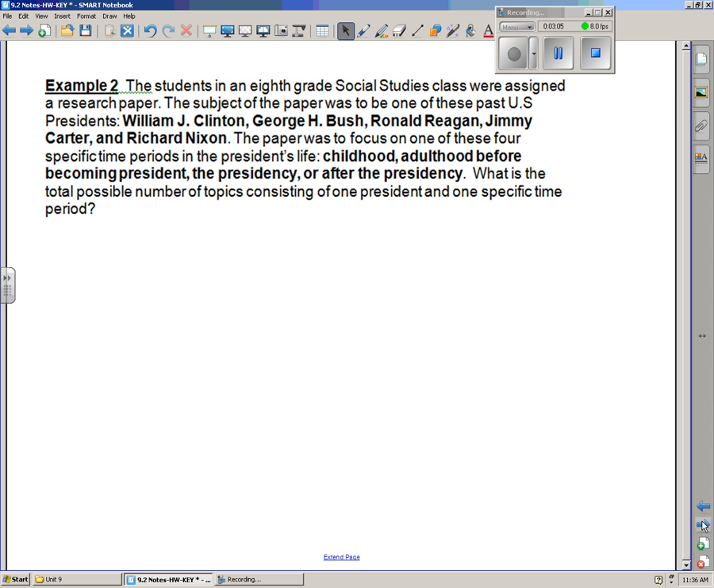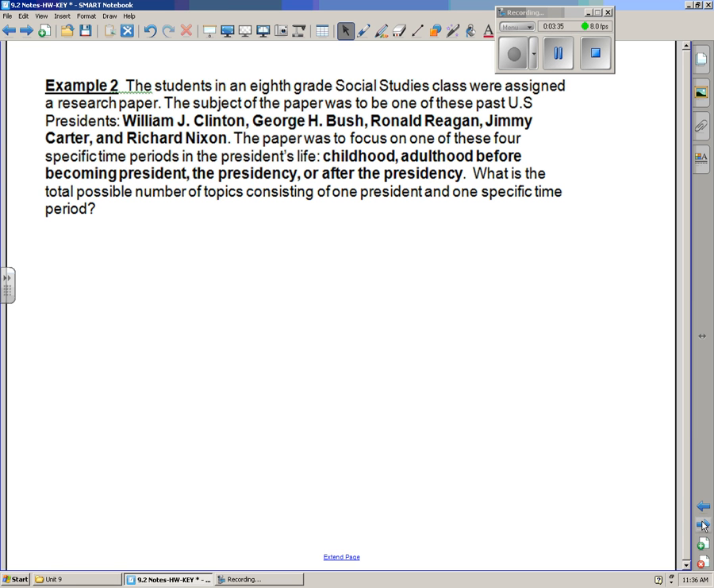So the students in an 8th grade social studies class were assigned a research paper. The subject of the paper was to be one of these past U.S. presidents: William J. Clinton, George H. Bush, Ronald Reagan, Jimmy Carter, and Richard Nixon. The paper was to focus on one of 4 specific time periods of the president's life: either their childhood, their adulthood before becoming president, during their presidency, or after their presidency.